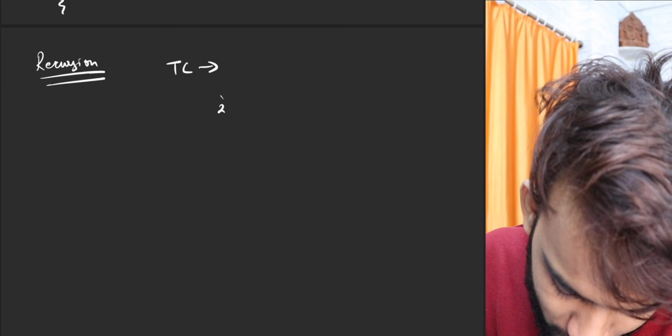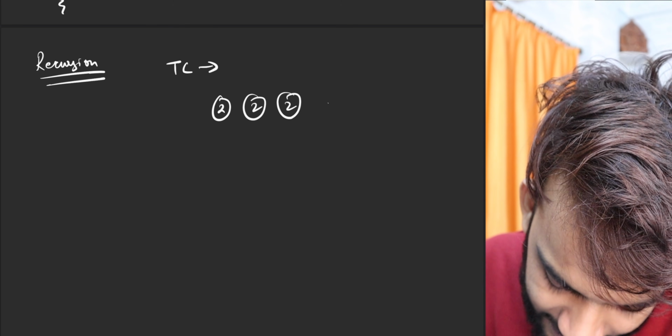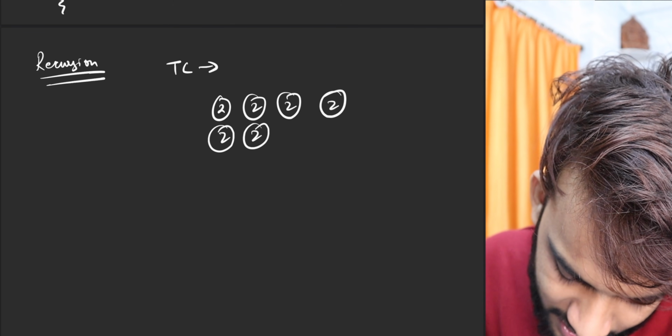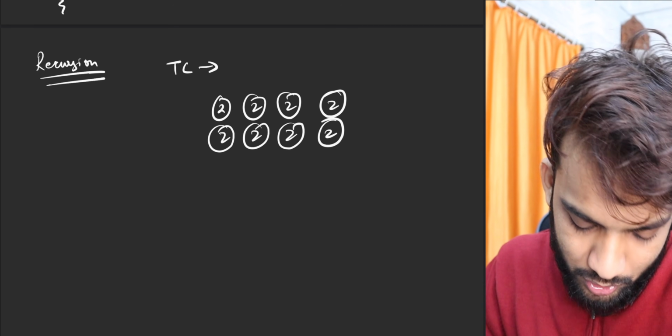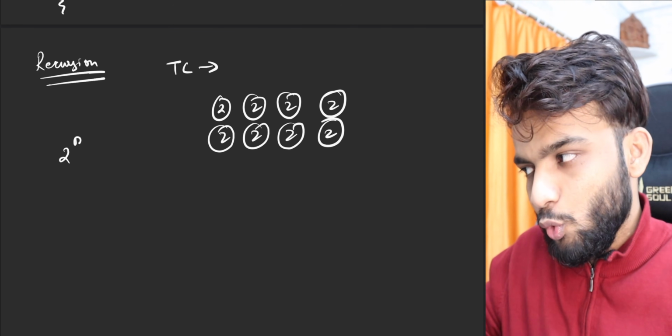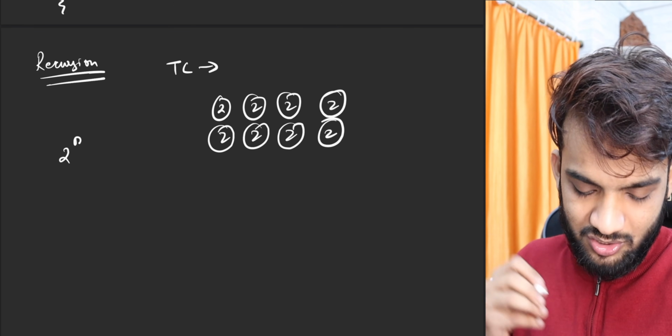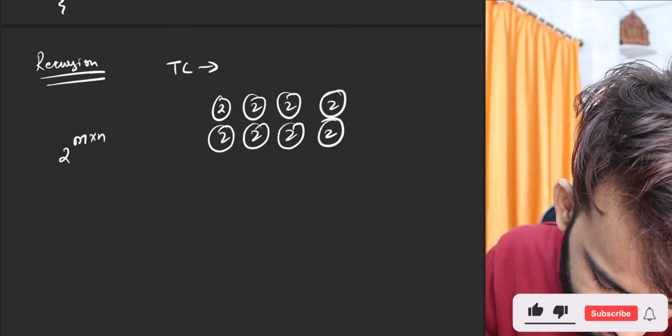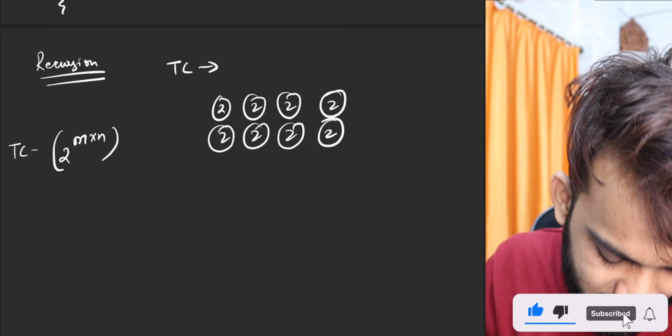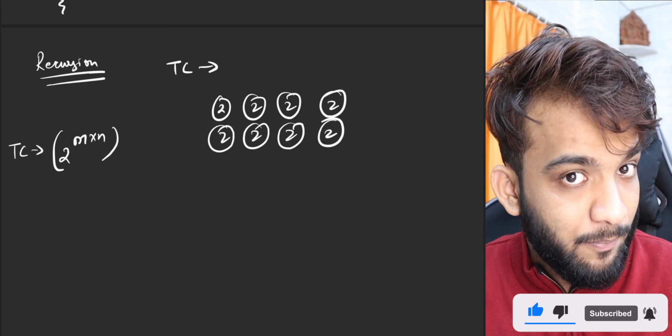So if for every box you're taking two paths, can I say all the boxes in total will be having 2 into 2 into 2 into 2 paths, which is 2 to the power m into n paths? So the time complexity is this, which is exponential in nature, right?